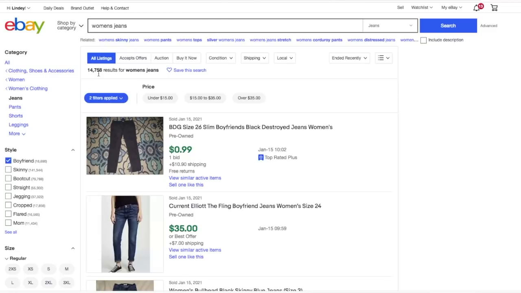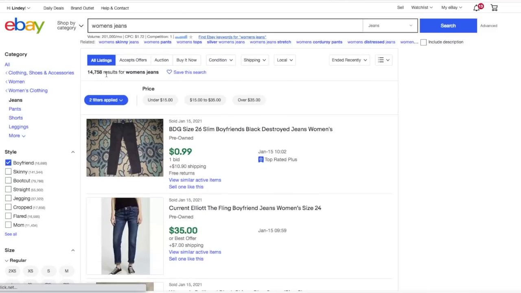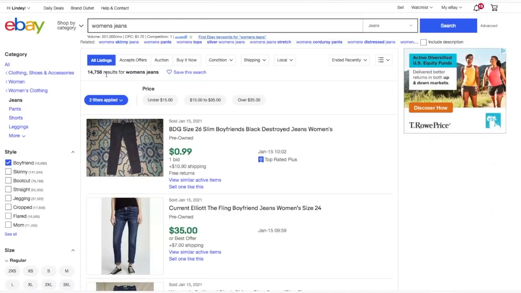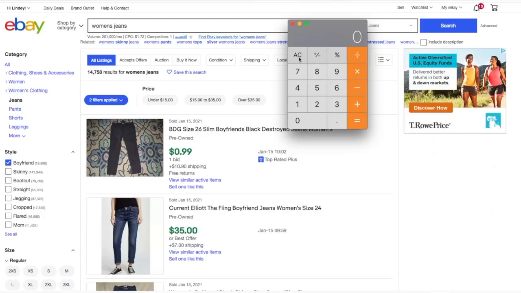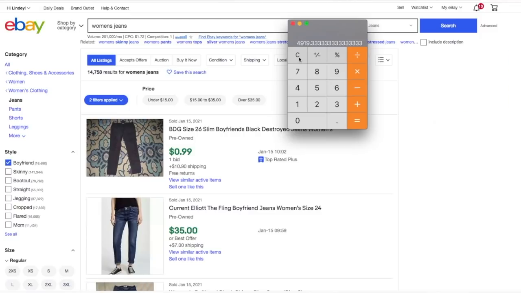And so now we can see that there are 14,758 sold listings. And so now the solds are within the last 90 days. So there's currently 56,000 listed and 14,000 solds. So now we're actually going to bring up a calculator, because these are sales for the last 90 days. So I want to take 7,458 divided by 3 months. So that's an average of 4,919 sales per month of boyfriend jeans.